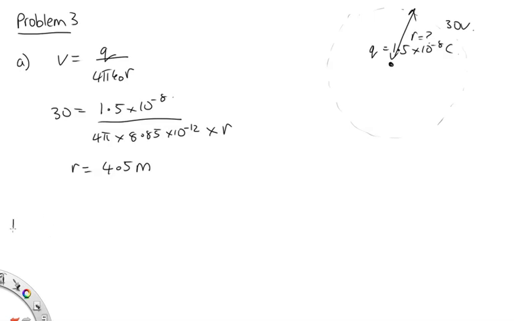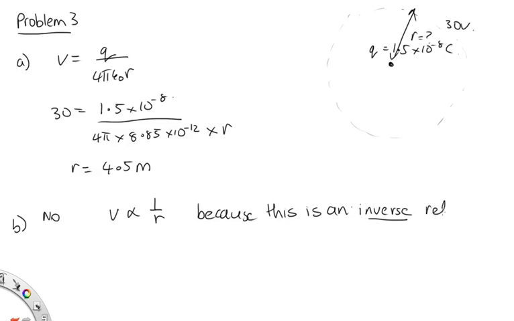And then part B, are surfaces whose potentials differ by a constant amount, say 1 volt, evenly spaced in radius? Well, no. The voltage is proportional to 1 on R. So if we wanted them evenly spaced in radius, we need this to be a linear function, and at the moment it's a hyperbolic function. No, because this is an inverse relationship, not a linear relationship.